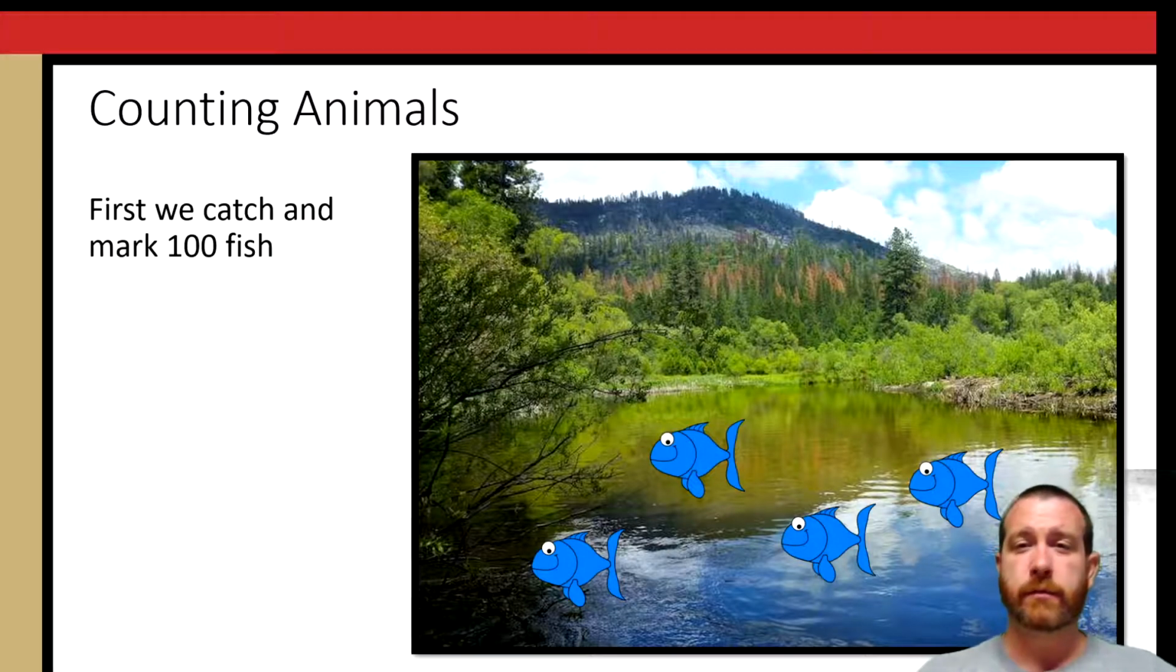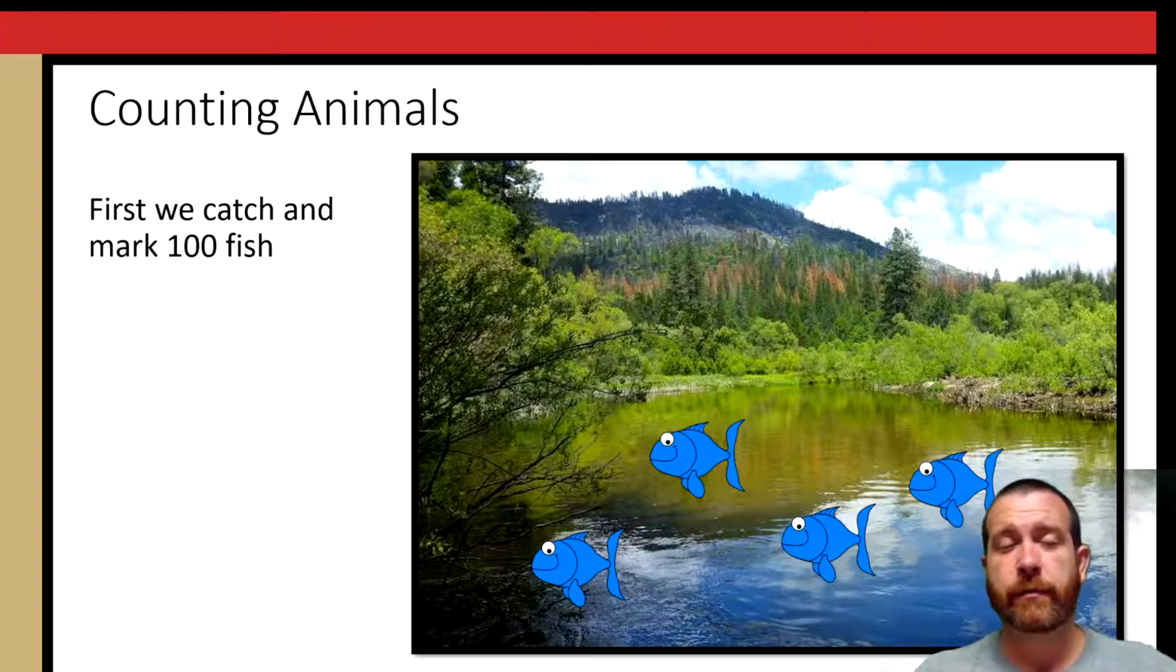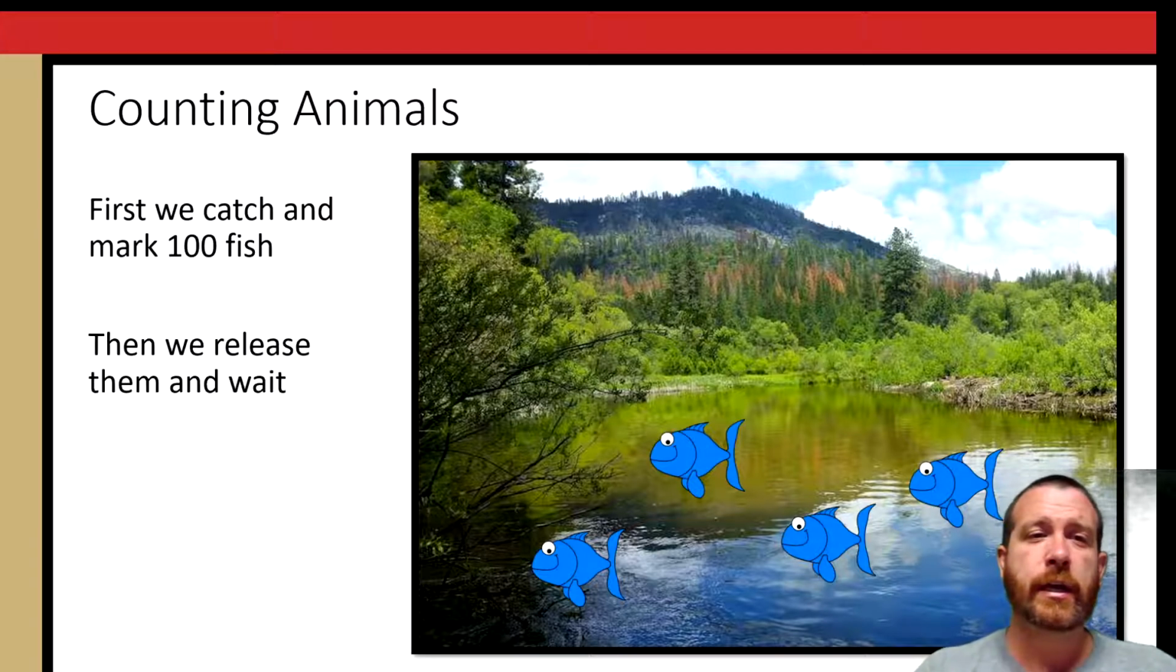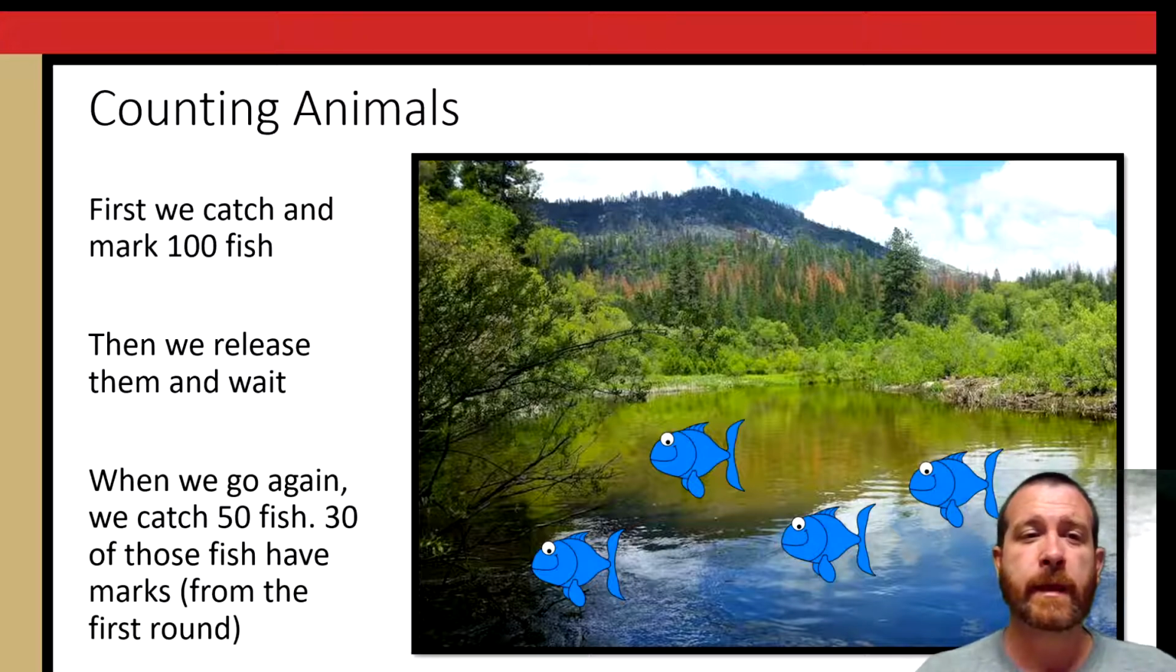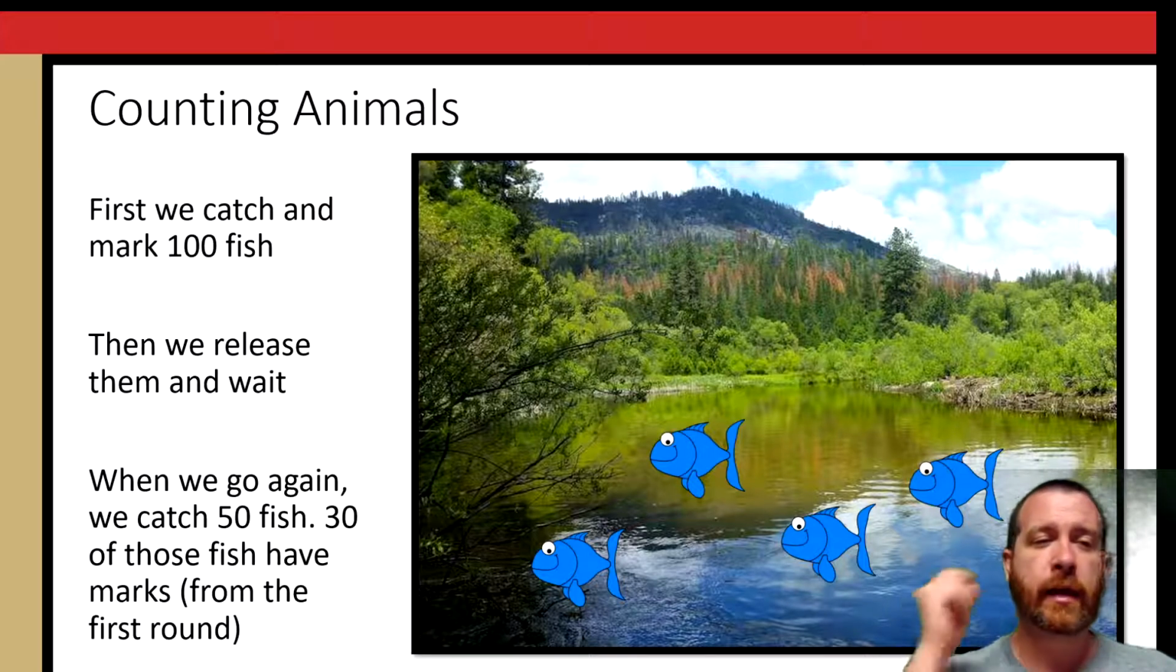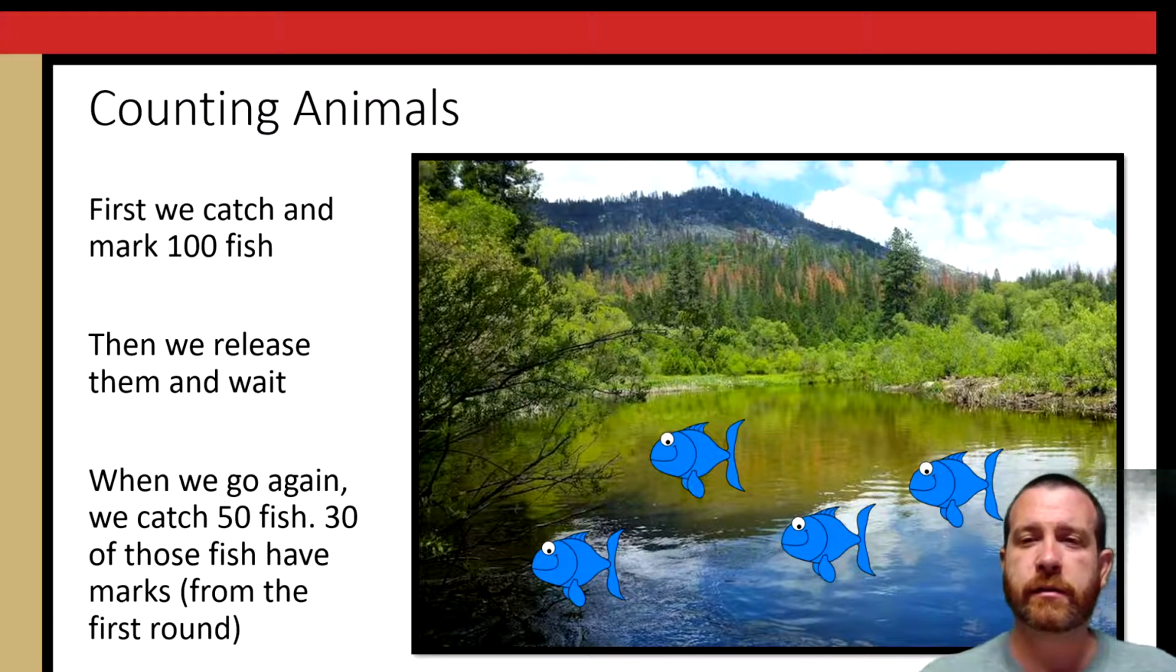So for example, if I go out and catch 100 fish, I let those fish back out into that pond, and then I go out a second time and I'm not as lucky. I catch 50 fish this time. And it turns out 30 of those 50 have that little clip in their fins or something like that, right? They have a mark that I've identified as an animal that I know.